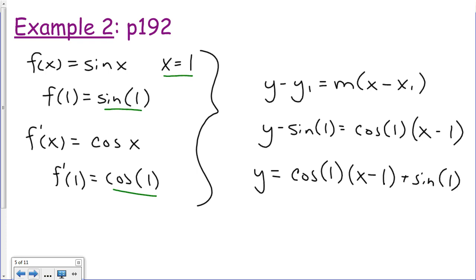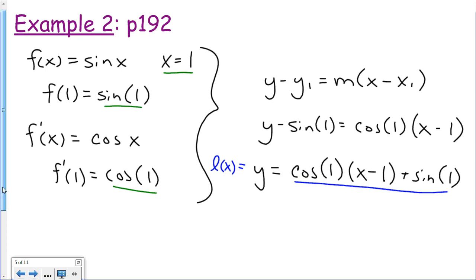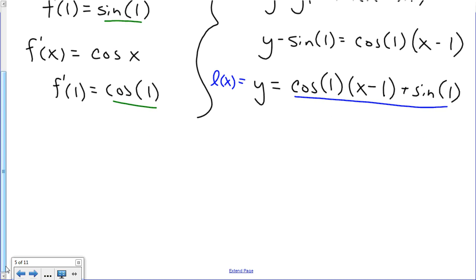In fact, let me go ahead and name this here. This is L of x in our problem, just so we can use that for the rest of this problem. So they're saying to approximate f at 1.02 by using the linear function. In other words, f at 1.02 is approximately equal to L at 1.02.